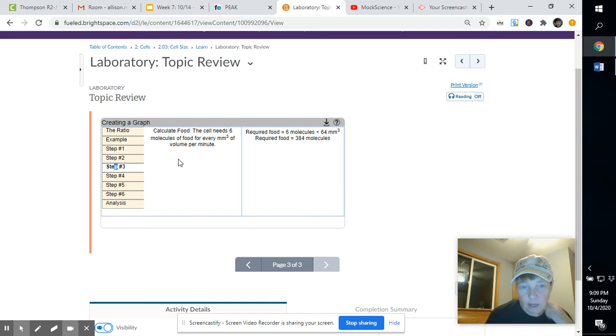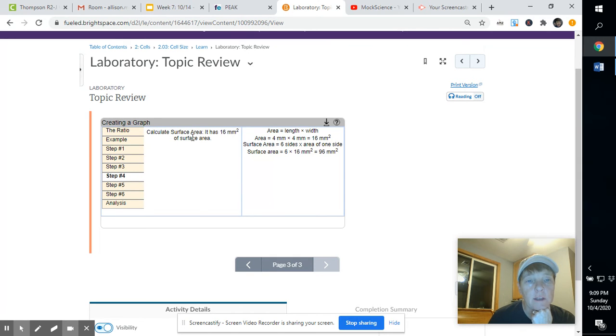Now, we need to calculate how much food. So the cell needs 6 molecules of food for every millimeter cubed. So we already said that we've got 64 millimeters cubed, so we times that by 6, and we get 384 molecules of food. That's how much it needs. So then we have to get the surface area to see how much it can get. We know how much it needs. Now we have to see how much it can get.